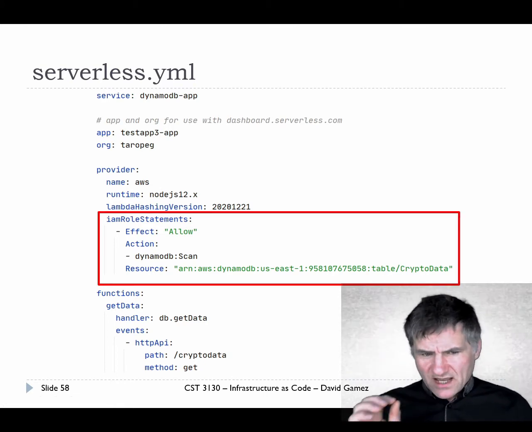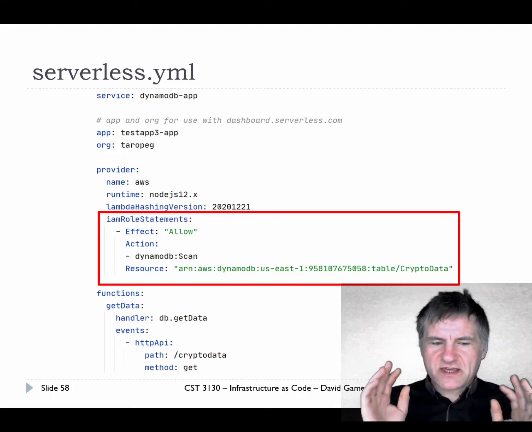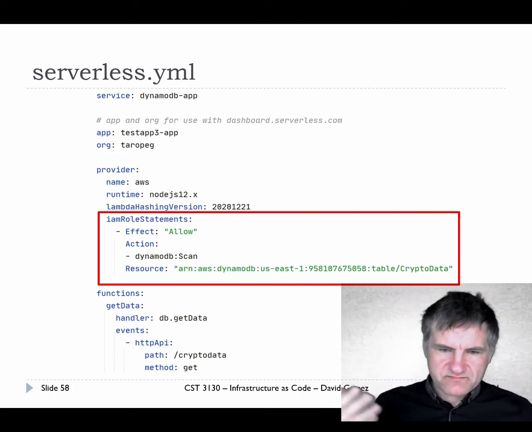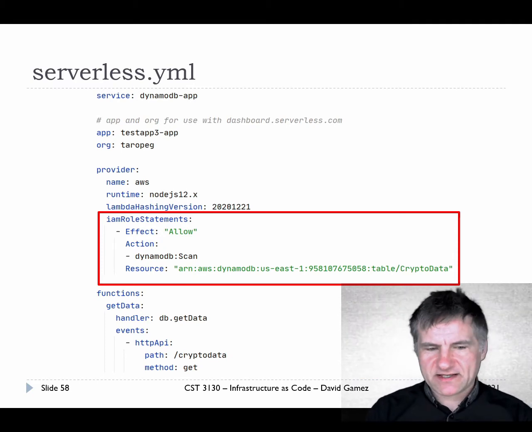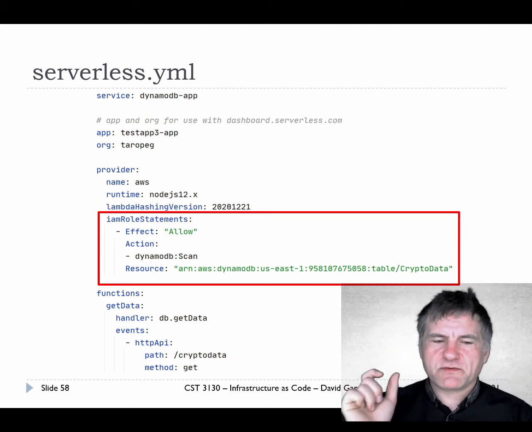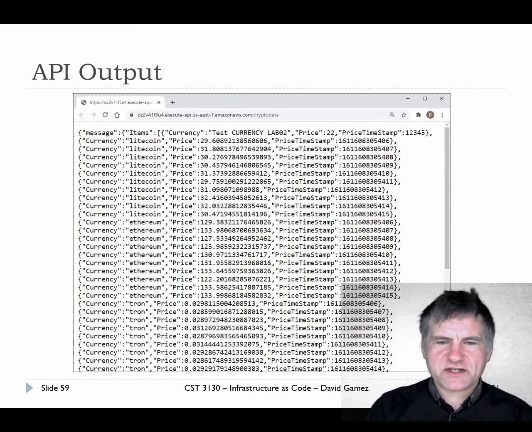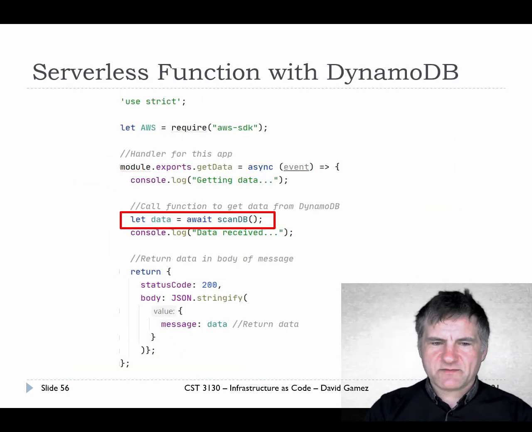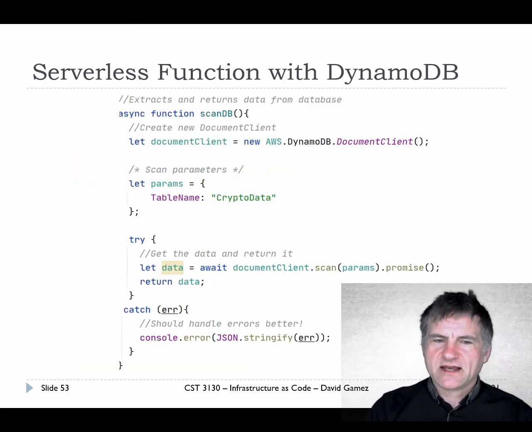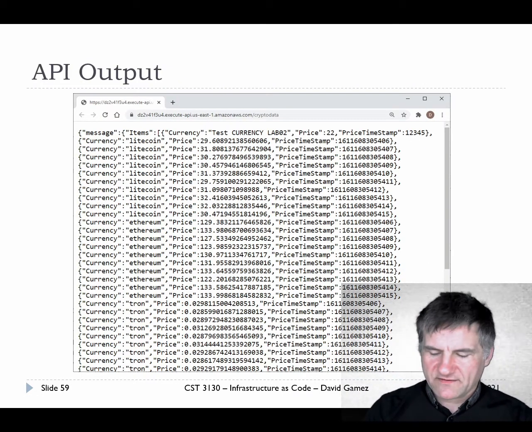The only thing we have to change is we need to put in some IAM role statements to give this Lambda function permission to be able to access the database. So all we have to do is to have the effect allow action DynamoDB scan, because that's all it's doing, and then we specify the resource that we're giving it permission to perform the scan on. It's pretty straightforward. And using these two blobs of code, so simple, right? We can easily create a RESTful API that gives us all the currency data, for example.